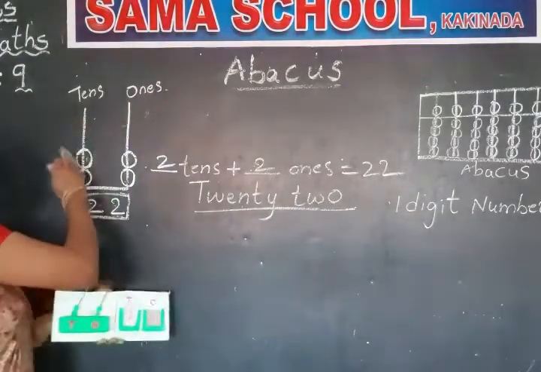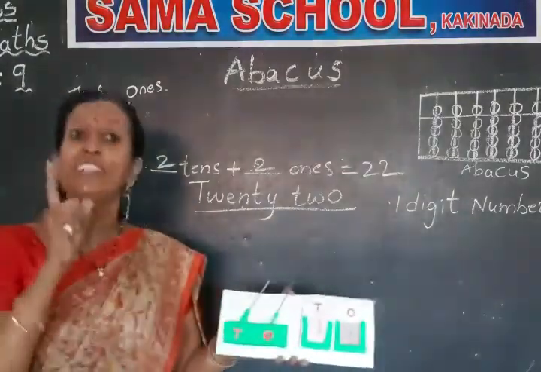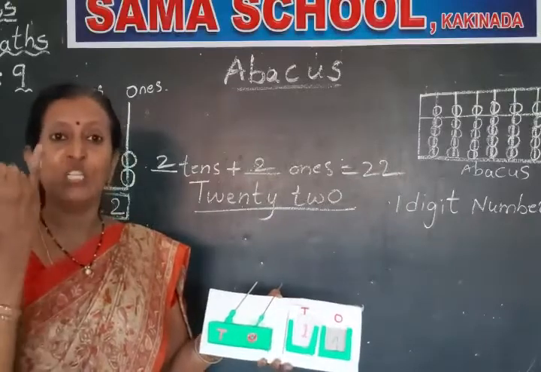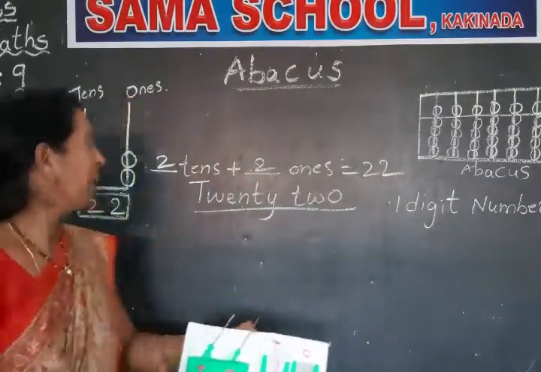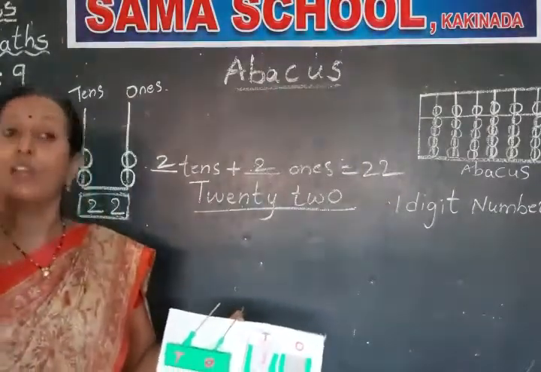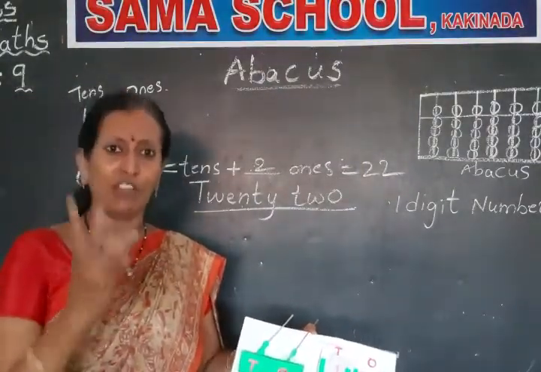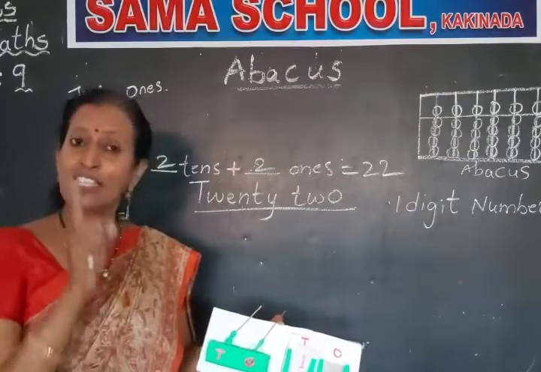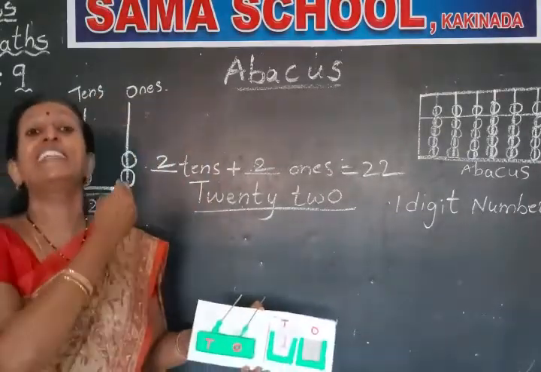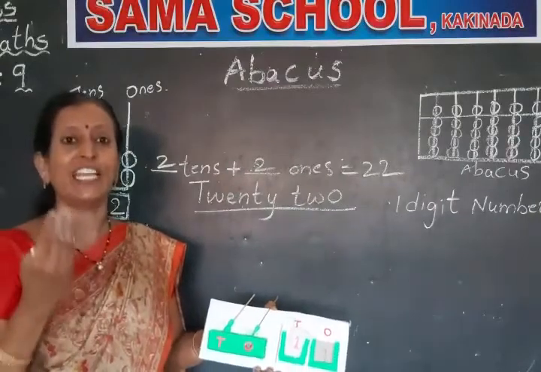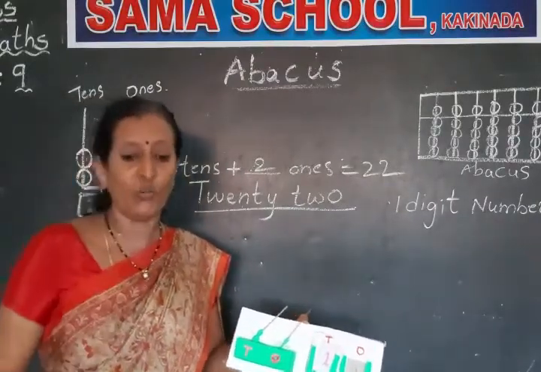This means in the tens place you count as tens: 10, 20, 30, 40, 50, like that. In the ones place you count only as ones: 1, 2, 3, 4, like that. Ones place you count as ones and the tens place you count as tens.